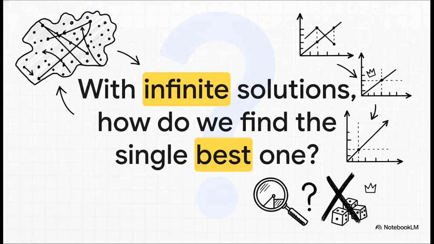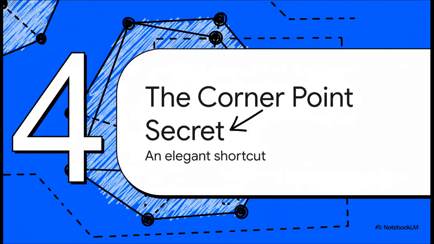Okay, this map is great and all, but it creates a new problem. There are technically an infinite number of points inside this region. How on earth are we supposed to check every single one to find the absolute best profit? We can't just poke around and guess. And that's because, and this is the really cool part, there's a secret. There's a beautiful, elegant shortcut that makes solving these problems way easier than you'd think. It's all about the corners.